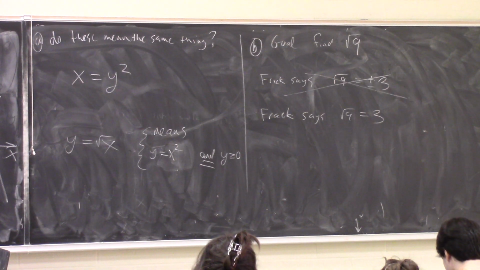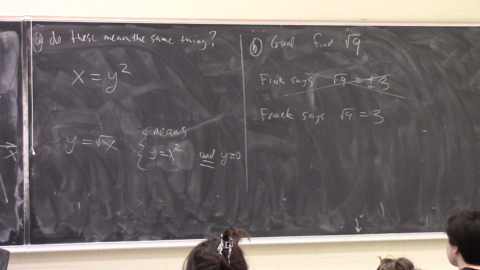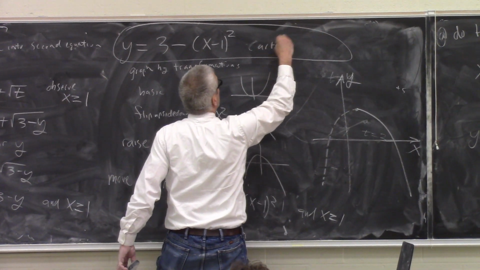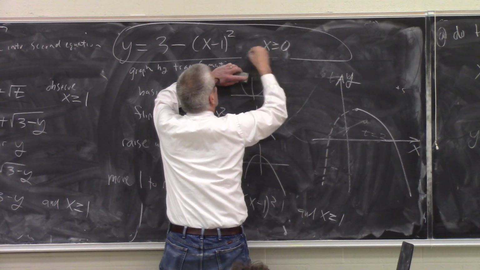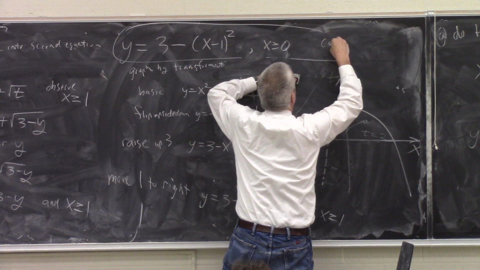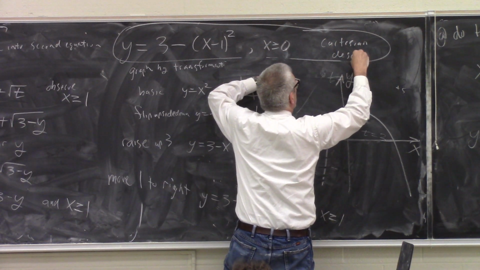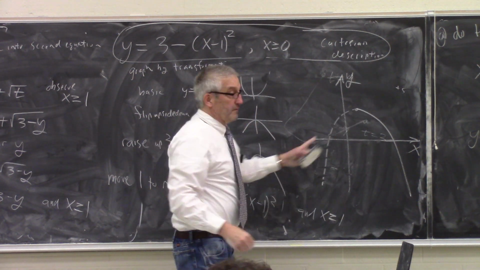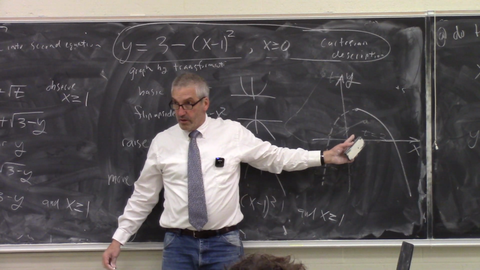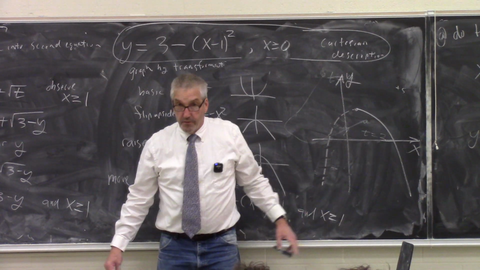So here's the Cartesian description. We have to have x greater than or equal to 0. So you have to pay attention to the domain. And also, you lose sight of the time evolution here. Here I have the shape of the curve, but I don't know what the time evolution is. There's no mention of time.